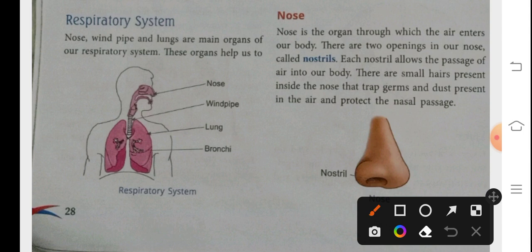In the nostrils there is small hair present. Why is it there? Because it traps the germs and some dust present in the air, so they do not enter the windpipe.